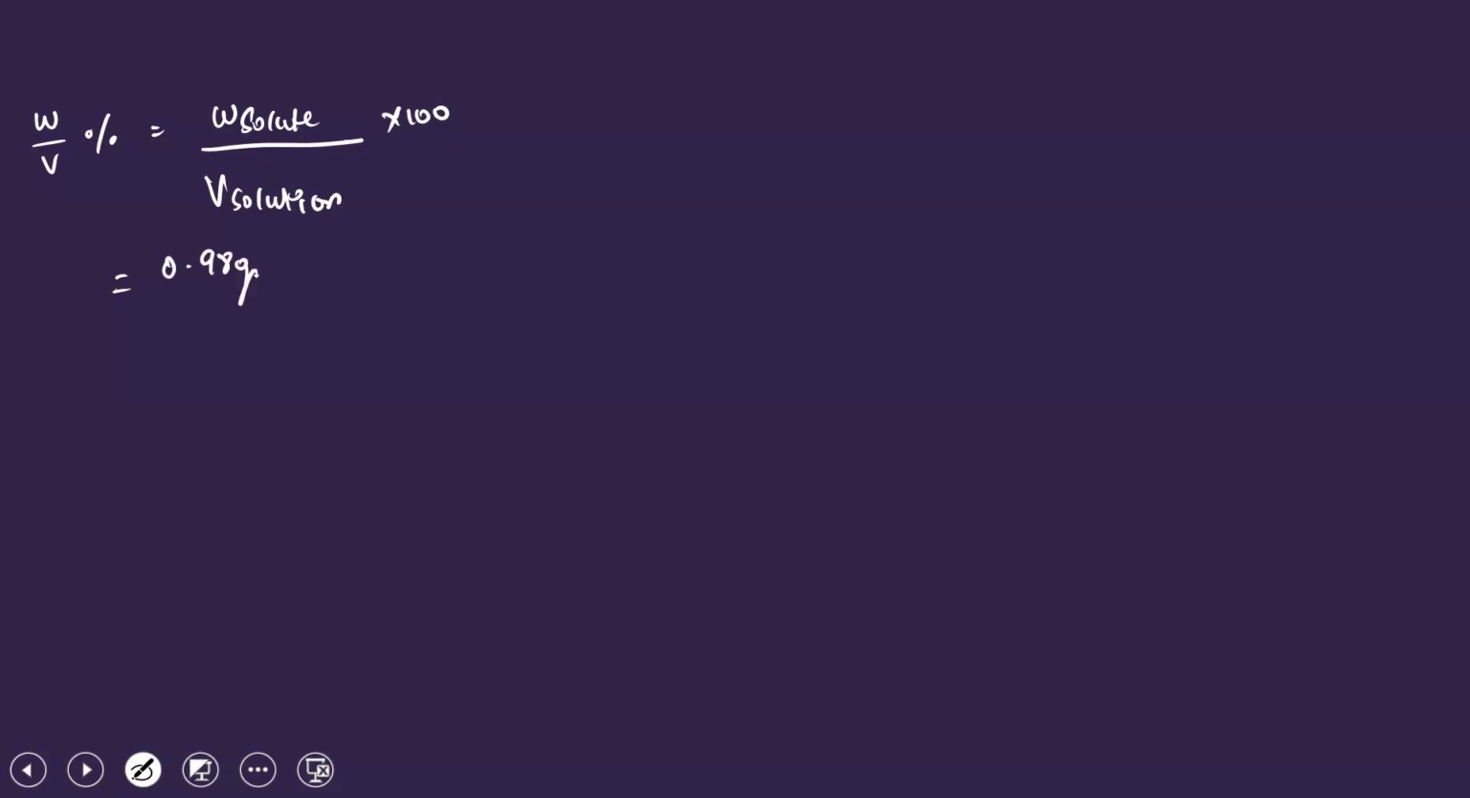0.98 grams, correct. You have to look at the question shrewdly. 0.98 gram, what is the volume of solution? 250 ml, into 100. You can simplify 250 as 25 into 10, calculation is easier. 25 fours are 100, correct. So it is 0.098 into 4, because 0.98 divided by 10 gives 0.098, right?